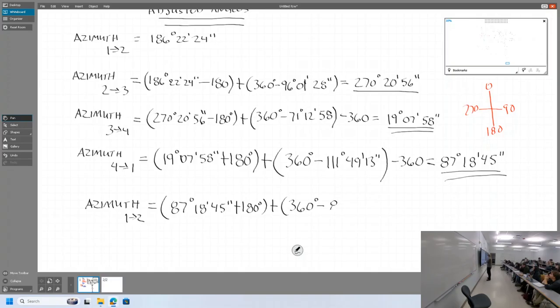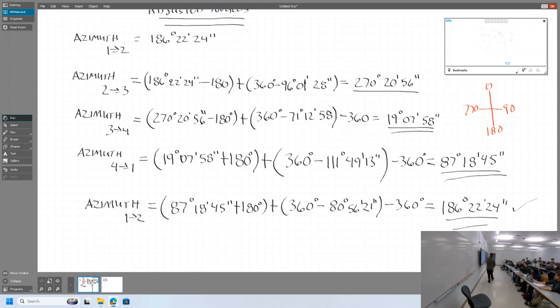Again, our adjusted interior angle was 80 degrees, 56 minutes, 21 seconds. And just to save you guys time, this will not be inside the 360, so we have to again normalize this part as well. And if we do that, we should get the exact same azimuth we started with. That should be our azimuth as we started.